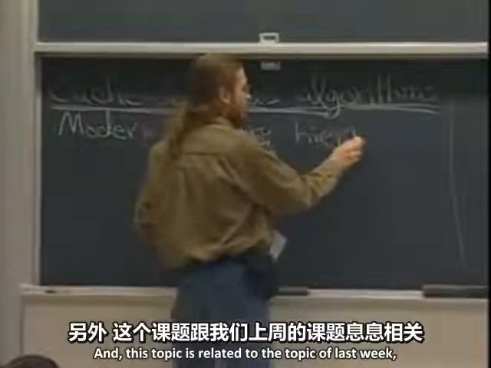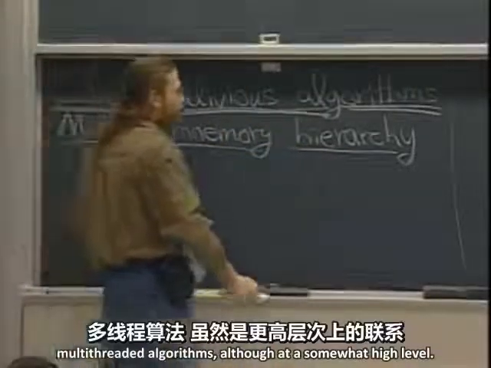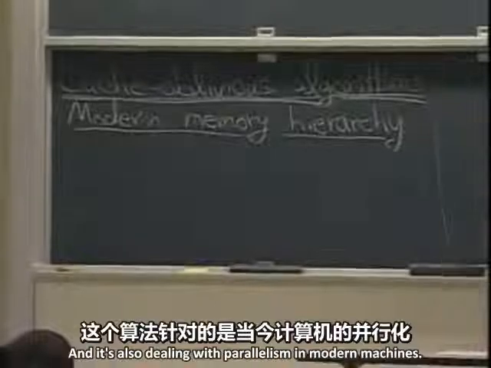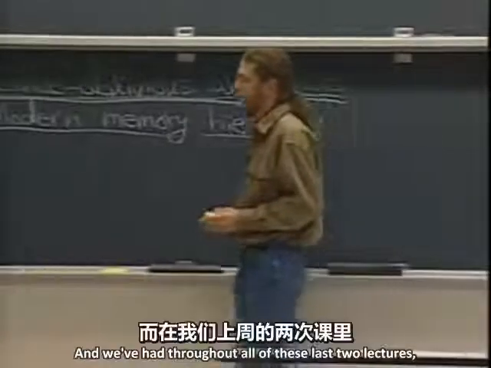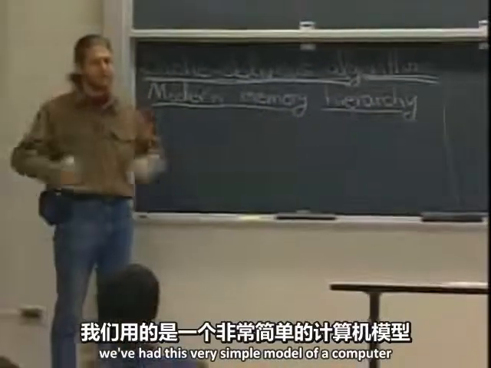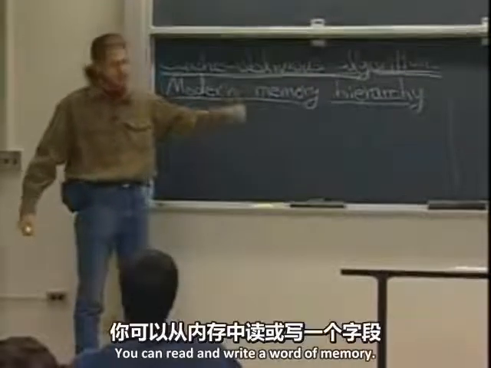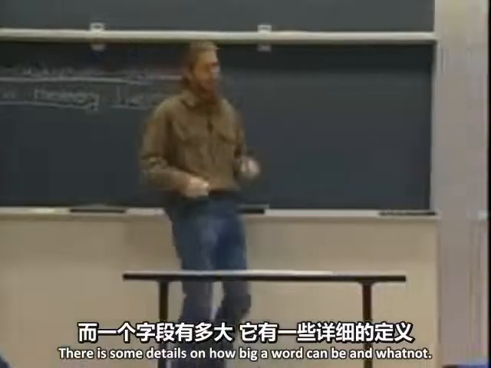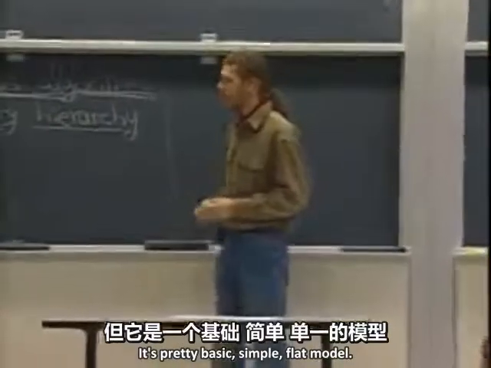And this topic is related to the topic of last week, multi-threaded algorithms, although at a somewhat high level, in that it's also dealing with parallelism in modern machines. Throughout all but these last two lectures, we've had this very simple model of a computer where we have random access. You can access memory at a cost of 1. You can read and write a word of memory. And there are some details of how big that word can be and whatnot. But it's a pretty basic, simple, flat model.